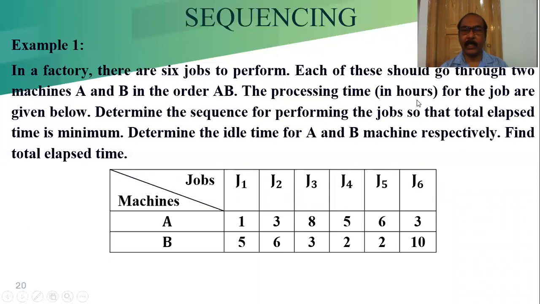The processing time in hours for the jobs is given below in the table, with respect to machine A and B. Determine the sequence for performing the jobs so that the total elapsed time is minimum, and determine the idle time for machine A and for machine B respectively. Find the total elapsed time.